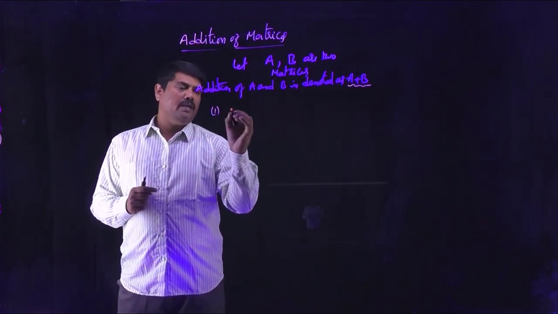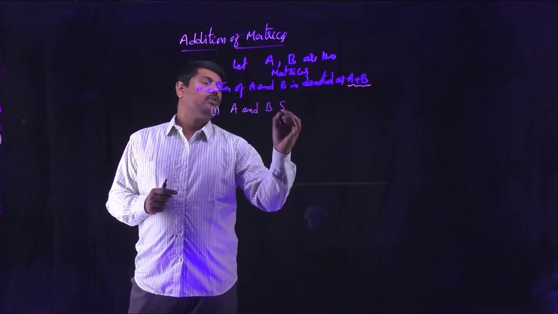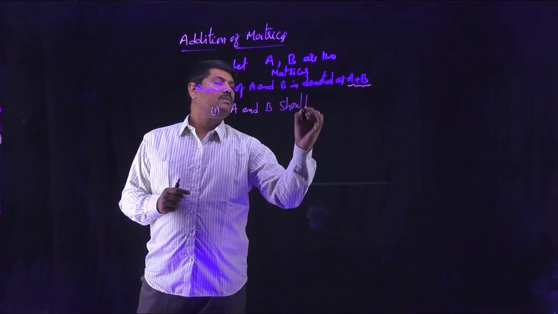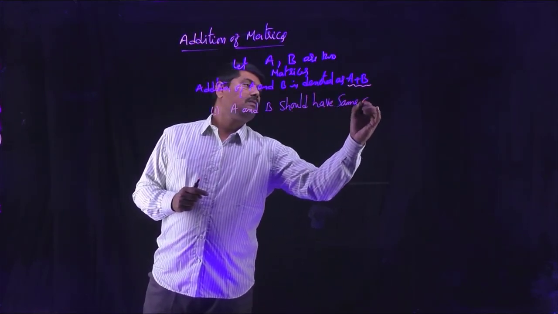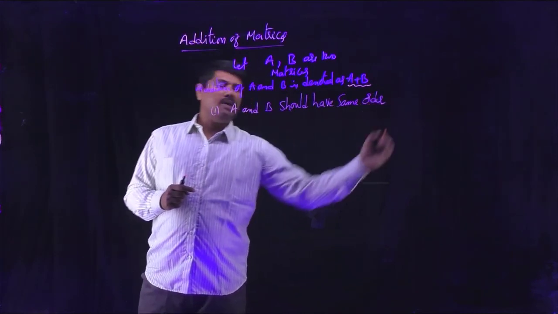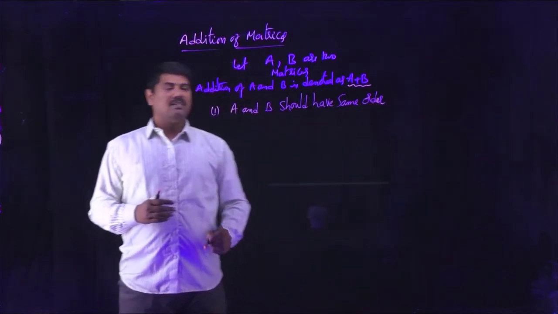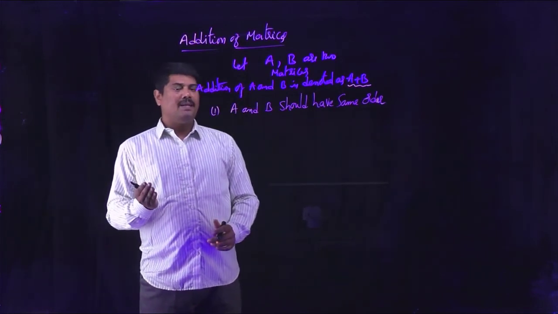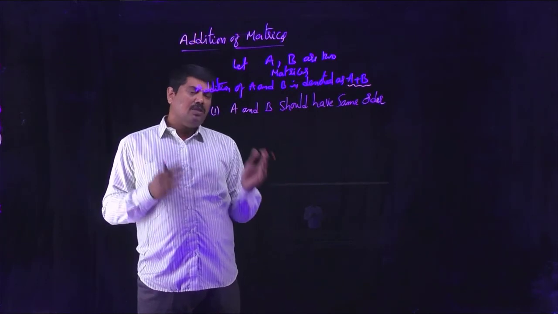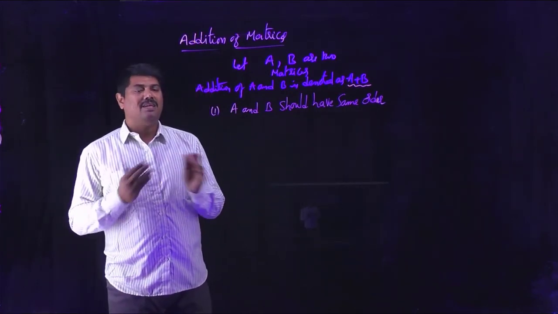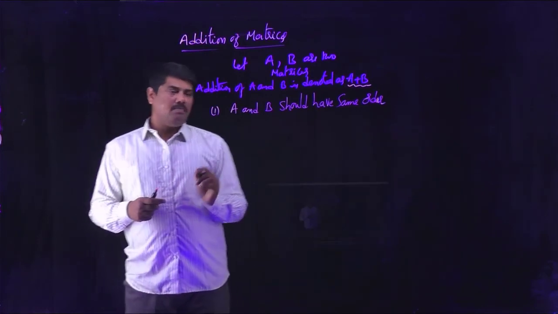So the first point is A and B should have the same order. The order of the two matrices should be the same. Then only you can add two matrices. If A is a 2 by 3 matrix, B also has to be a 2 by 3 order matrix, so that you are able to add A and B. So the first point is A and B should have the same order.